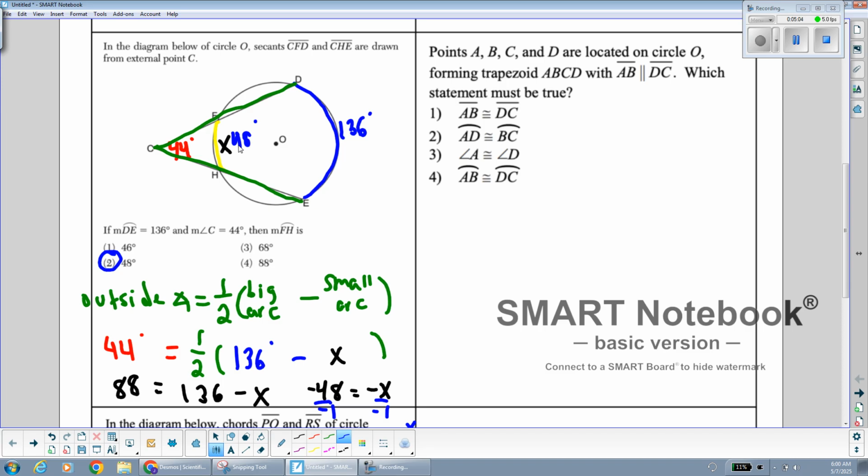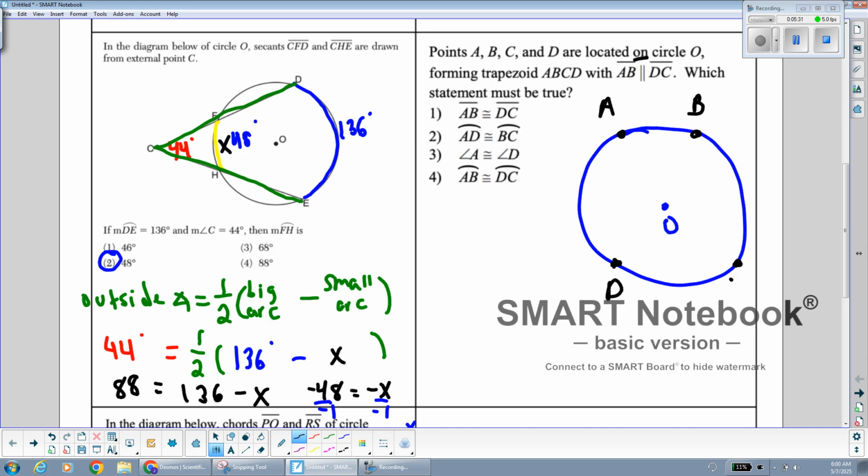For this one over here, you should really draw a picture. We have circle O, and that means that O is the center of the circle. And it tells us that points A, B, C, and D are located on the circle, so it's inscribed in the circle, forming trapezoid ABCD, with AB parallel to DC. Which statement must be true?